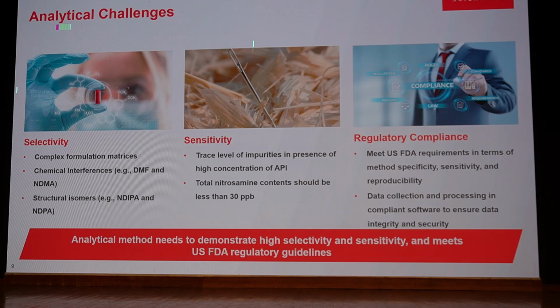Sensitivity is becoming more of a challenge, because earlier it was somewhere around high ppb, and now people are talking about less than 30 ppb for all the impurities. And regulatory compliance is tightening day by day. As I mentioned, Health Canada was the first, then USFDA has introduced 4 methods, and now you can see general chapters published in USP as well as EP, which are targeting nitrosamine impurities at very trace levels.